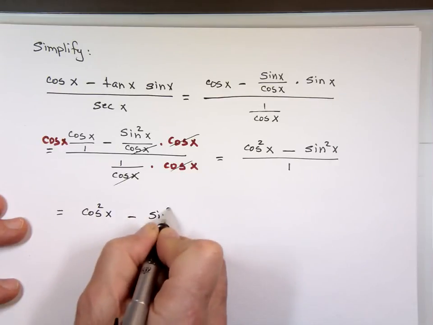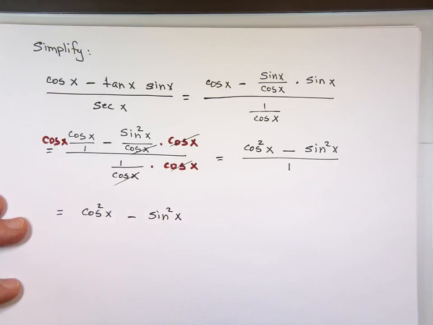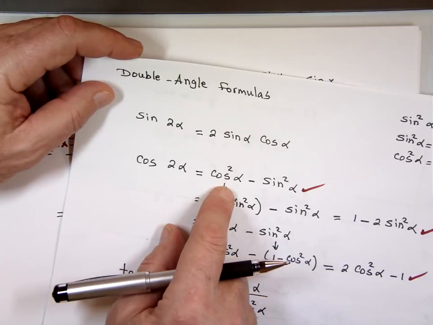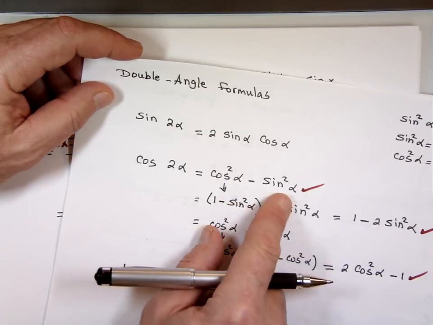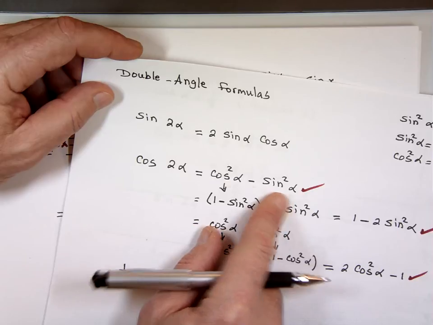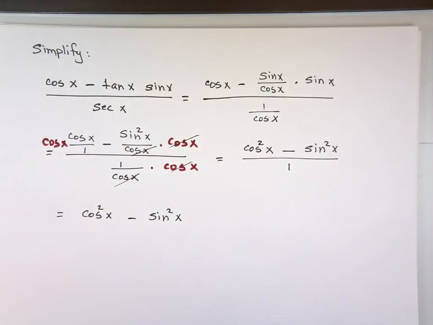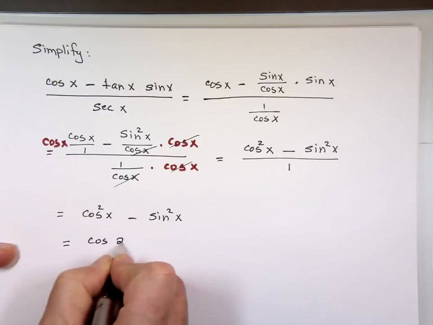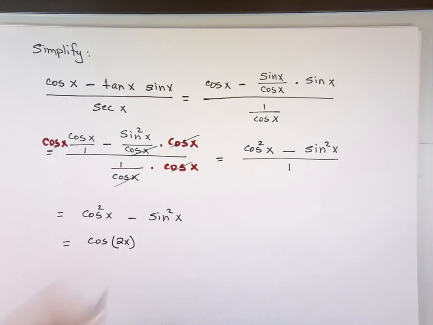Oh, wait a minute. What was cosine 2 alpha? Isn't it cosine squared minus sine squared? So if I work it backward, I can write this as what? Cosine 2x. So which is the more simplified? Probably single. Usually they're looking for a single trig identity. That's what they are looking for.